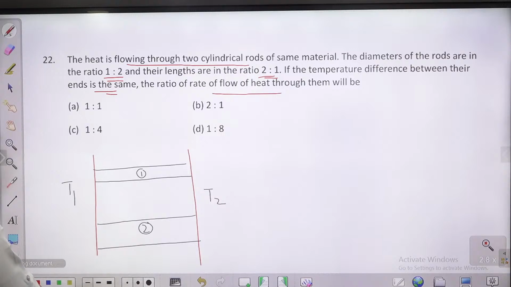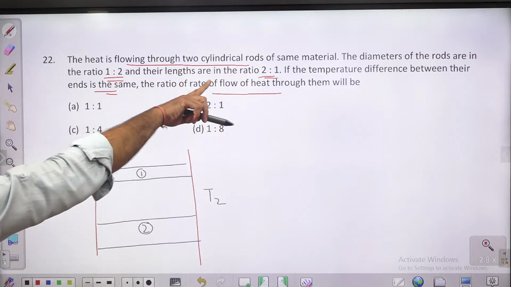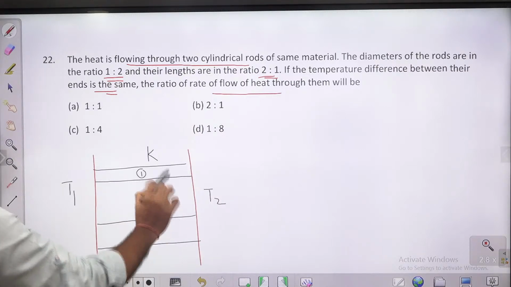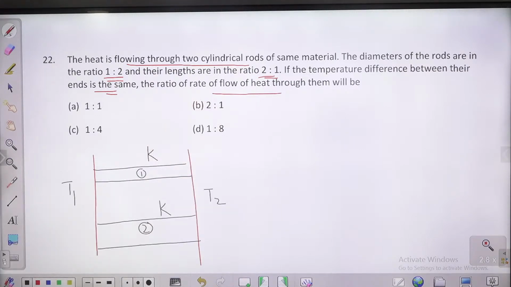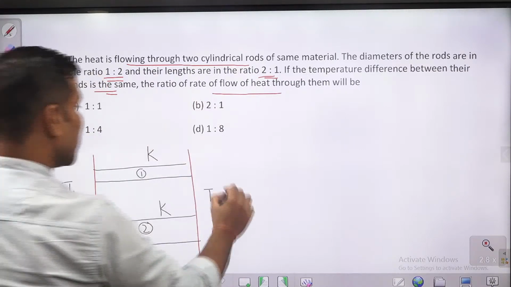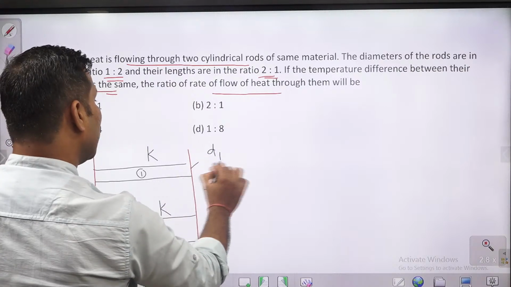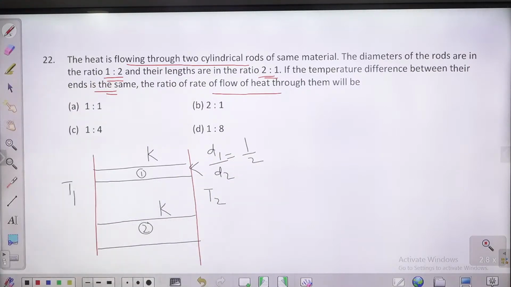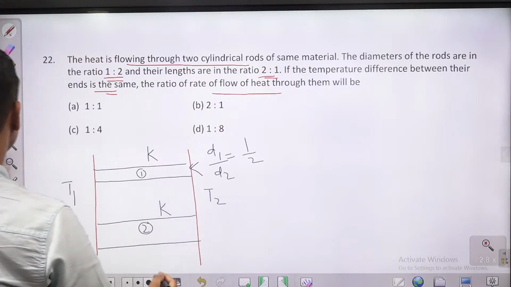Okay. But what is the difference? The heat is flowing through them, of the same material. So this is also having conductivity K, this is also having conductivity K, because both are made up of the same material. The diameters are in this ratio, means for this the diameter D1 to D2, D1 to D2 is 1:2. Okay.